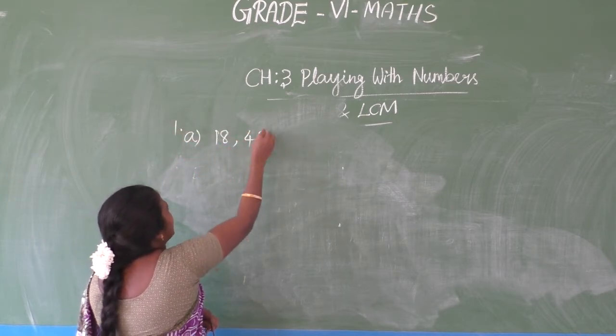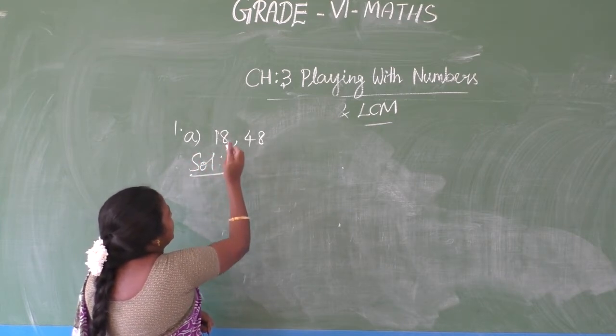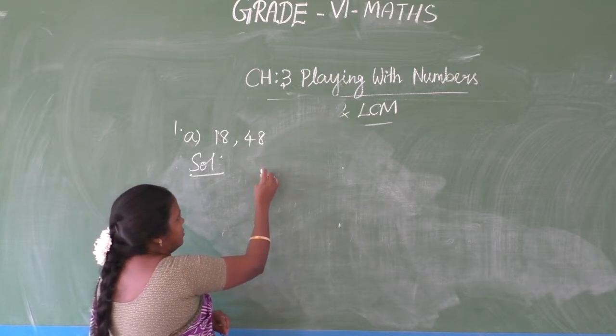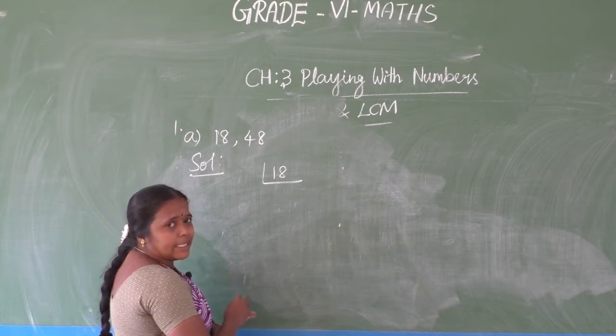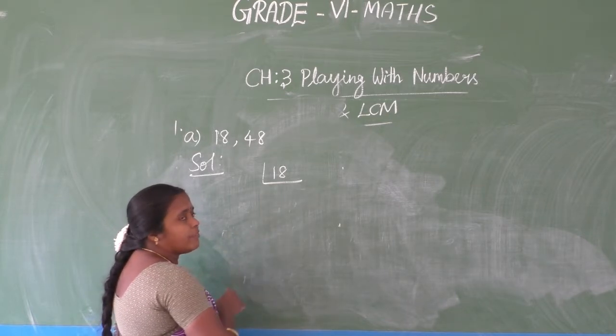18 and 48. First, for finding the prime factors of 18, what to do? Prime factorization-wise we can go. See, I have taken 18. This is a composite number. I have to find its prime factors.